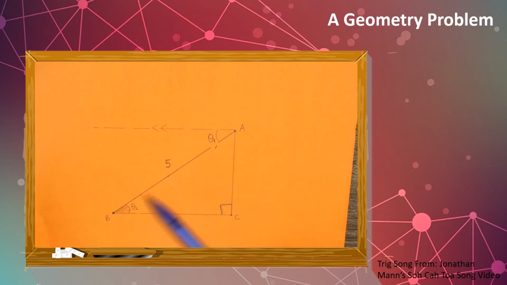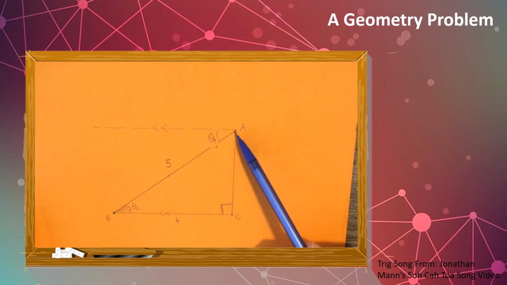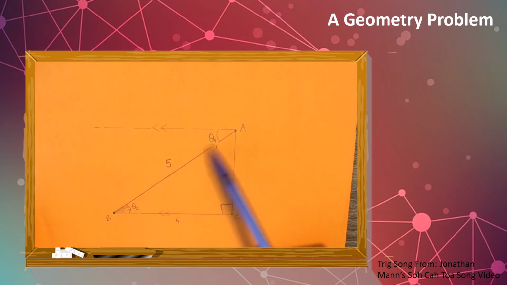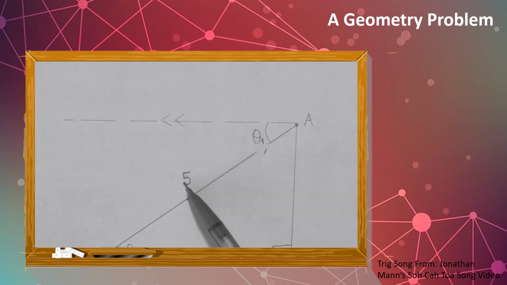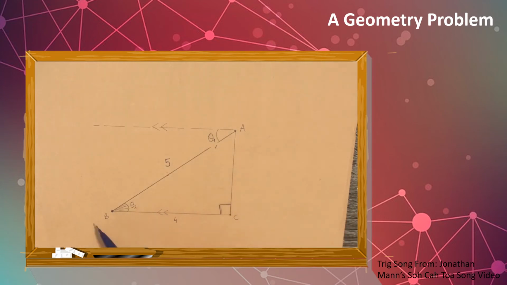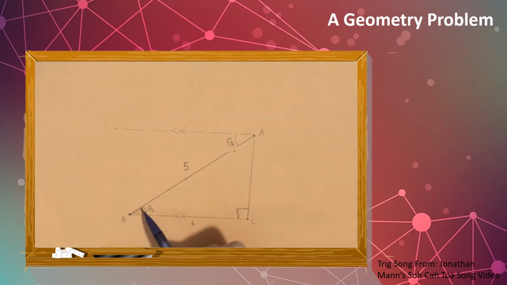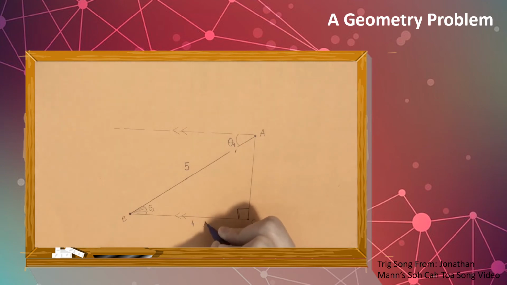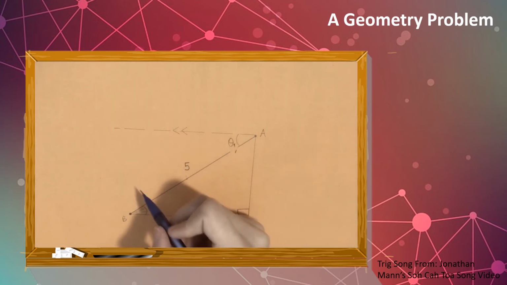We're given 2 sides of the ABC triangle. The measure of the side AB is 5. The measure of the side BC is 4. So let's see what we can do. We're given two sides and we have to find the angle between them. We can use one of the trig functions, right? This is the angle and this side is adjacent to that angle. This side is the hypotenuse.